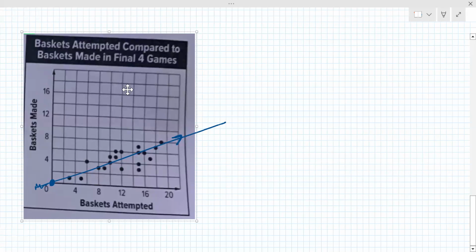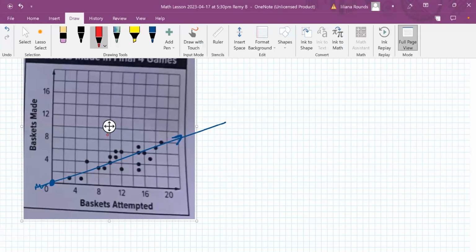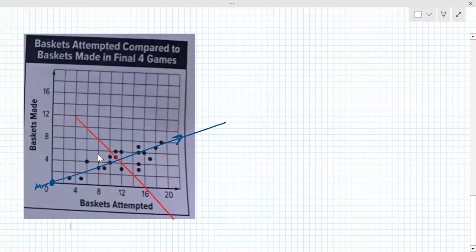Things that would be wrong would be things that are just way off. You could actually make the case that a line has half below and half above, but it doesn't follow the data. You could also maybe make the case that there's a line here that gets half above, half below. But the problem is it doesn't follow the trend of the data. The data is going up and to the right.